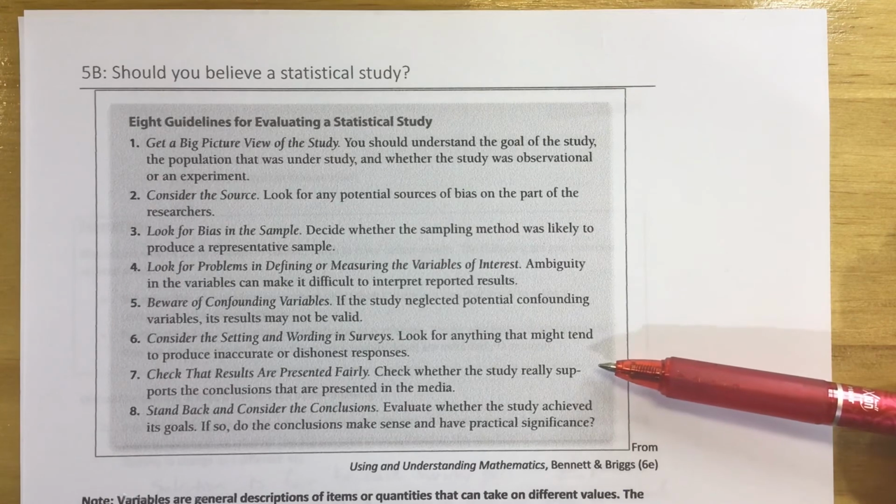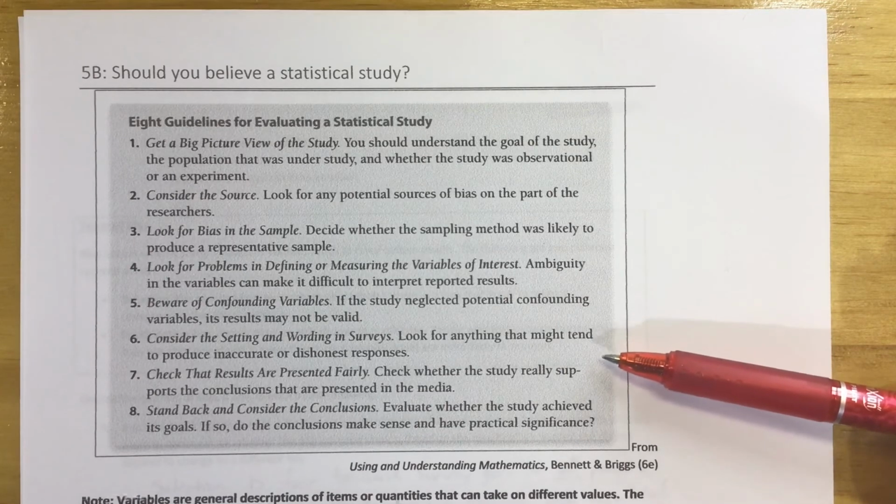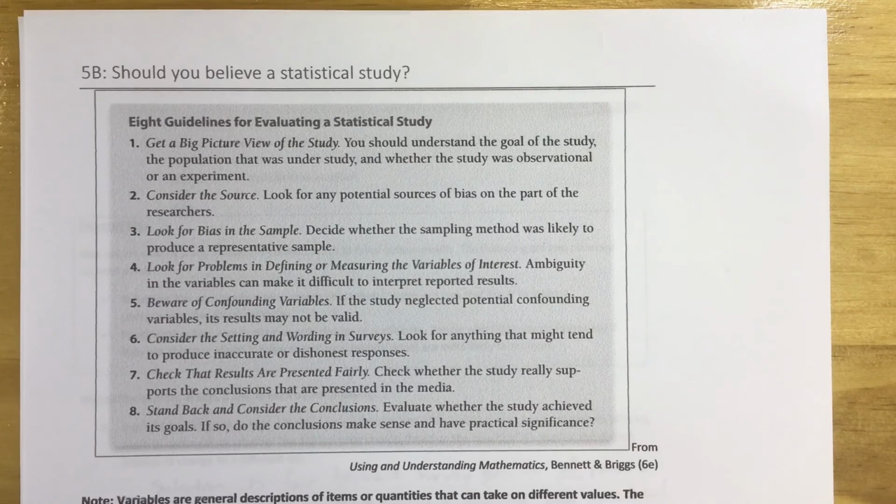All right, 6, consider the setting and the wording of the surveys. The way that you write questions when you're asking people, if you write them in a certain way, it's almost like a lawyer. If you ask a question in a certain way, then people are going to be inclined to answer in a maybe politically correct way, or they can just be influenced to give a response because of the wording that goes along with it.